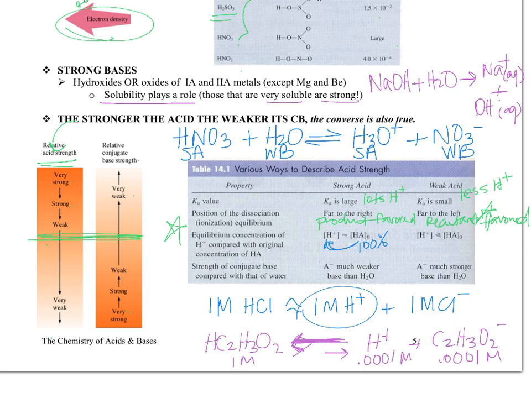And then your strength of your conjugate base compared, we said that already, is just reviewing that your conjugate, the A minus, is a weaker base than the acid would be. And if it's a weak acid, it's going to be a stronger base. So they're always going to be opposites of each other. So that's kind of a memorization fact you need to know.